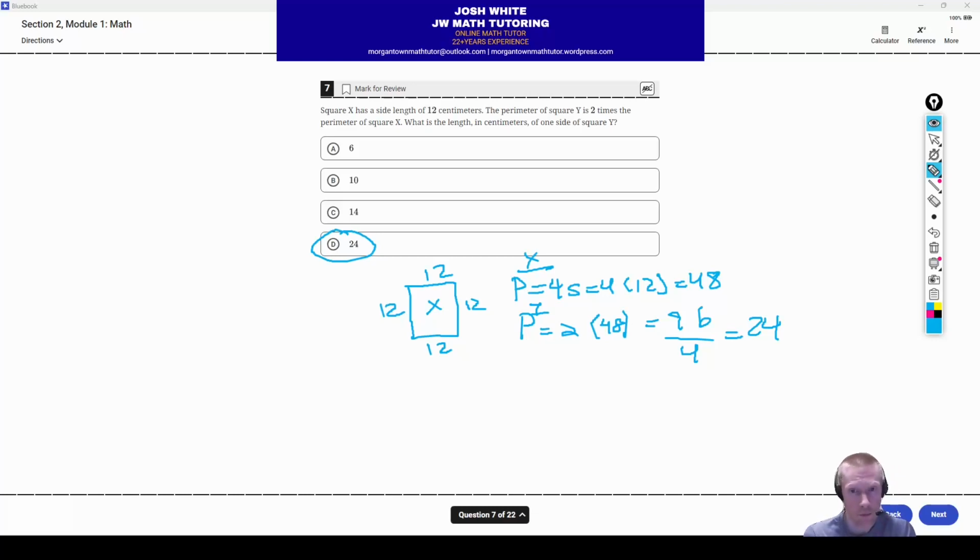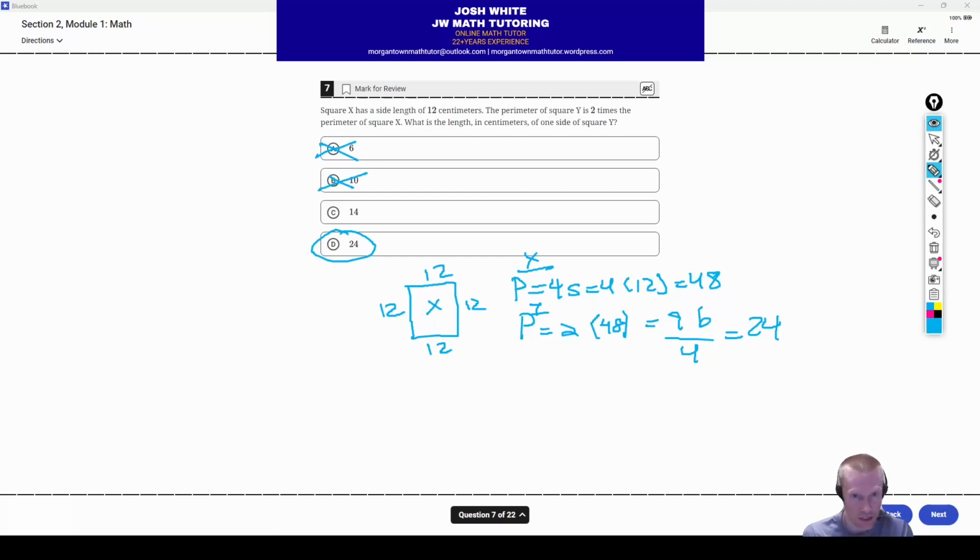Now, notice you could also get this one by back solving. So you could start with an answer choice. So for example, first of all, a couple things. If you notice, square x has a side length of 12 centimeters, right? And we know the perimeter of square y is 2 times that. So that means square y is bigger. So each side in square y has to be bigger than each side in square x. So right off the bat, these two don't make any sense. So we don't even have to check them.